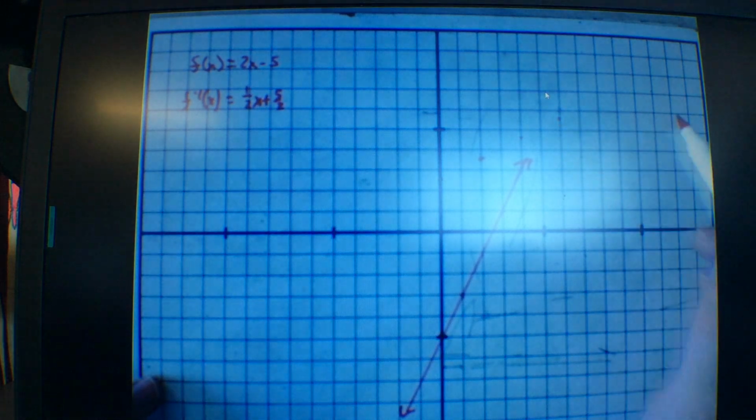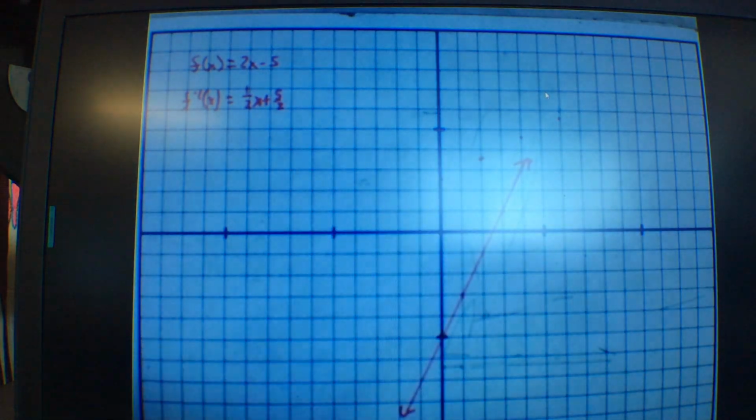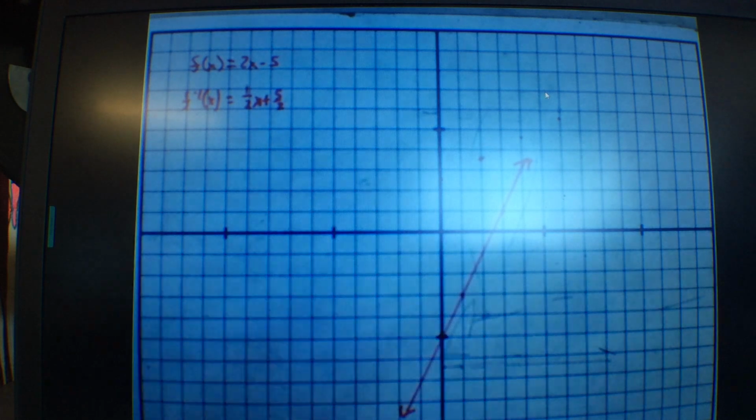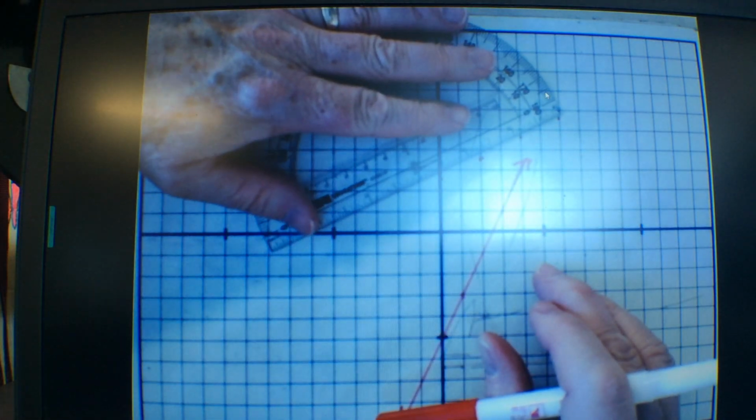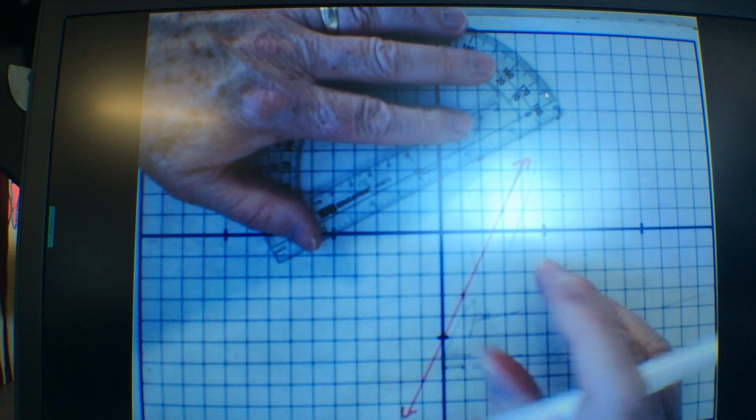Where'd you go? 2.5? Because 5 halves is 2.5. So that's the y intercept, right? Okay. You good? Up 1 over 2. Yes. Okay. Up 1 over 2.